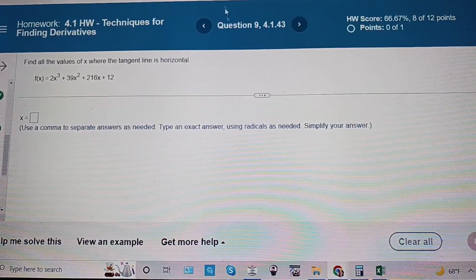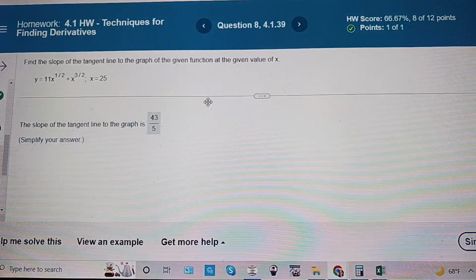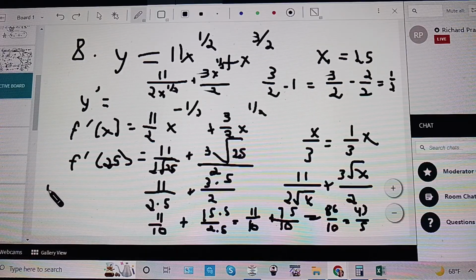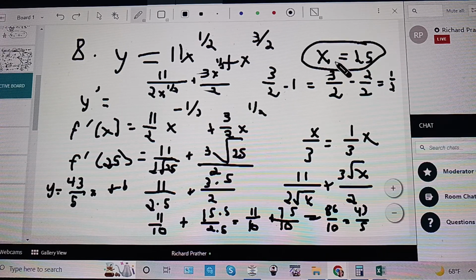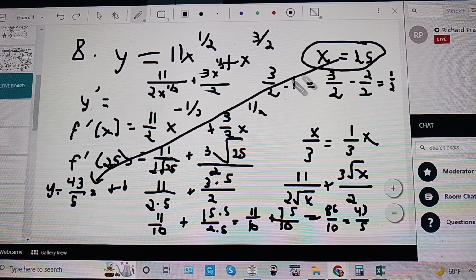Okay, that was weird. I was waiting for the equation of the tangent line. I thought it was the same directions as 7, but they didn't bother to ask that. I guess because it would have been hard to do with a fraction, but you could do it. You could do y equals 43 over 5x plus b. And you would be putting the 25 in for x. And you'd have to plug 25 in here to figure out what y is.